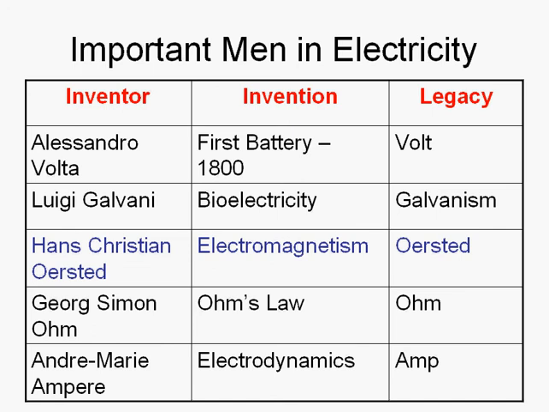Hans Christian Ørsted was involved in electromagnetism. He discovered that electric currents create magnetic fields. So that's what electromagnetism is. And there is a unit called an Ørsted, which is a unit of the magnetizing field.